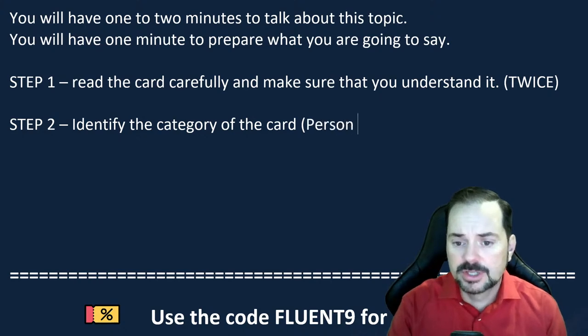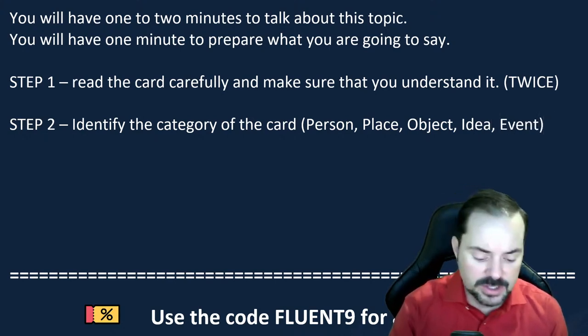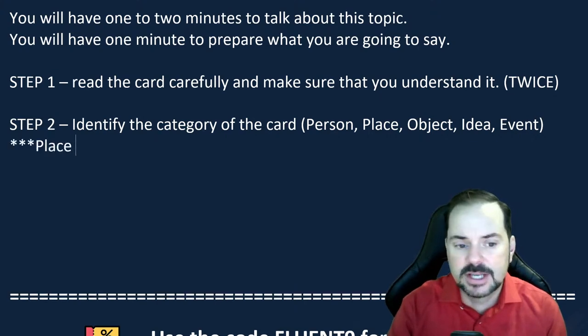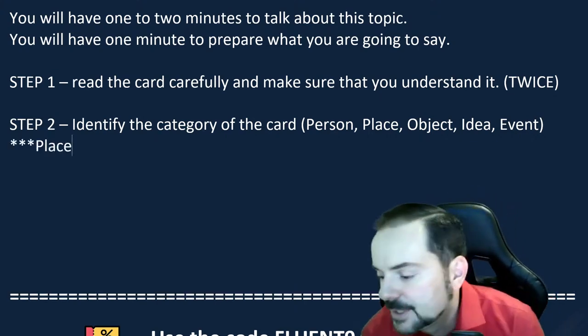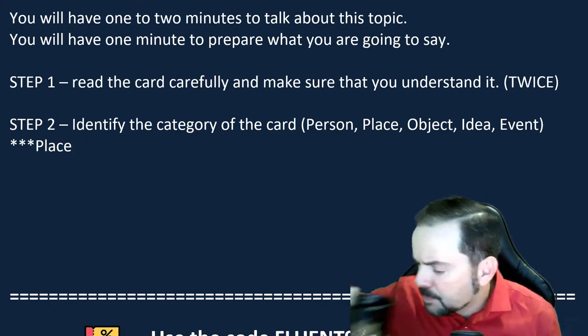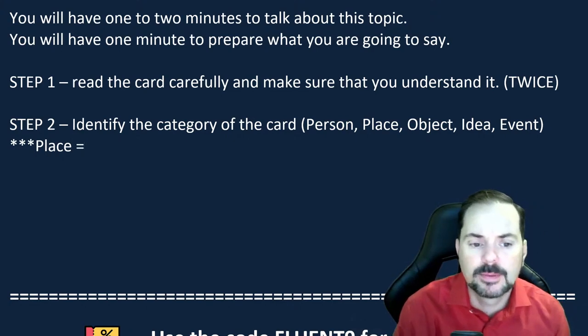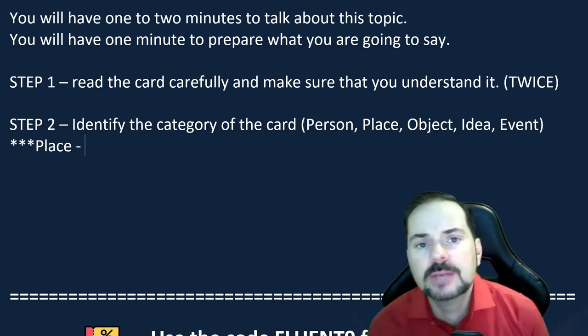Is it a person? Is it a place? Is it an object? Is it an idea? Or is it an event? Okay, here clearly we're talking about a place. It says talk about a place near your home, right? So it's a place. Members, when we're talking about a place, what should we keep in mind?